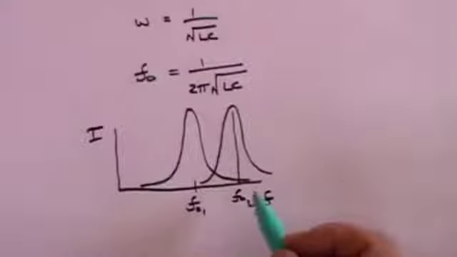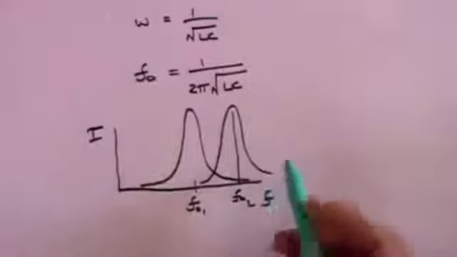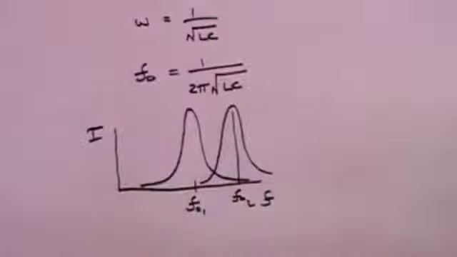And by varying the capacitor, you can change the frequency at which the signal will be maximised. That's how, essentially, radio and television tuners work.